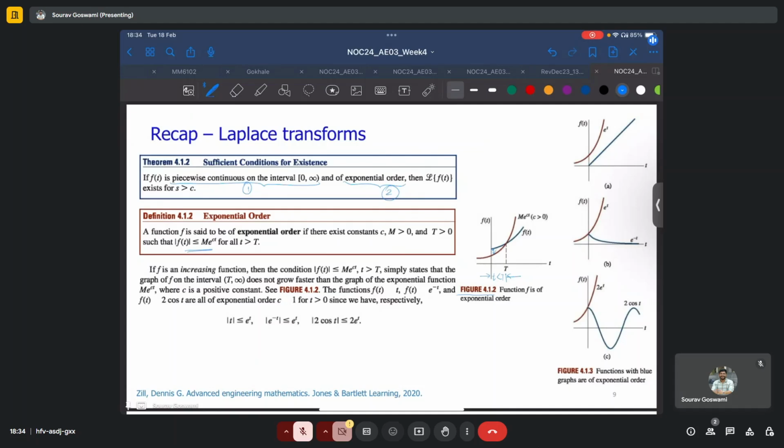And in the figures to the right, we also have a few examples, and in all of these cases, functions with the blue graphs are of exponential order because in every case they are smaller than a function which is of the general form capital M e power ct.